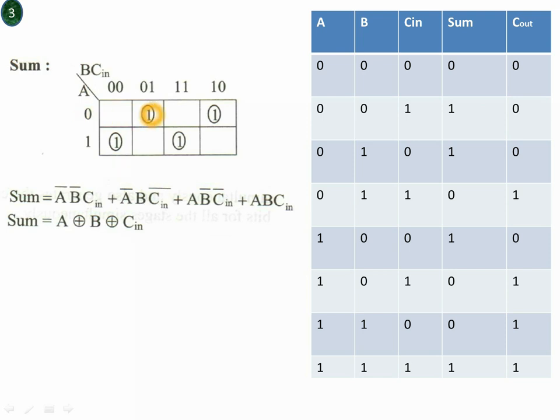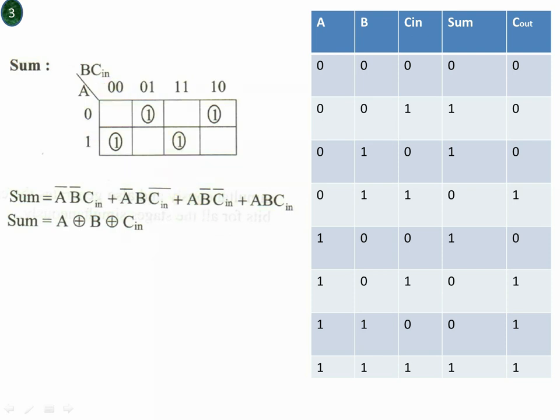Here for this one, it is the A bar, B bar, C in. That is the A bar, B bar, C in for this one. Next for this one, A bar, B, C in bar. Next, A, B bar, C in bar. For this one, A, B, C in.